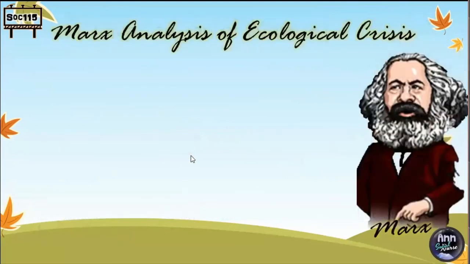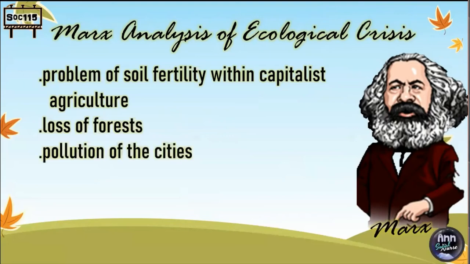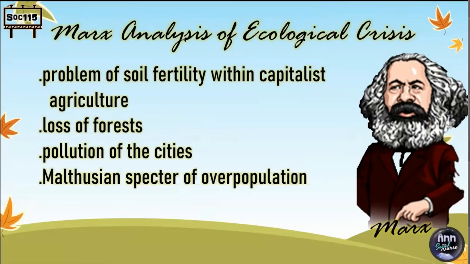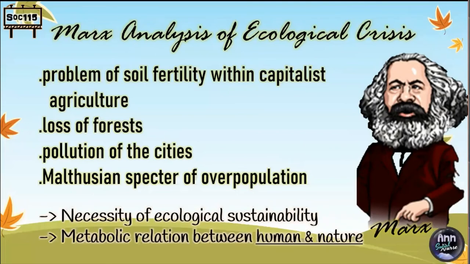Marx provided a powerful analysis of the main ecological crisis of his day, the problem of soil fertility, with capitalist agriculture, as well as commenting on the other major ecological crises of his time, like the loss of forests, the pollution of the cities, and the Malthusian specter of overpopulation. In doing so, he raised fundamental issues about the antagonism of town and country, the necessity of ecological sustainability, and what he called the metabolic relation between human beings and nature.